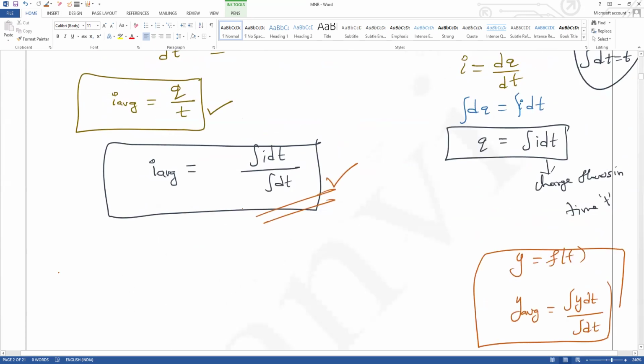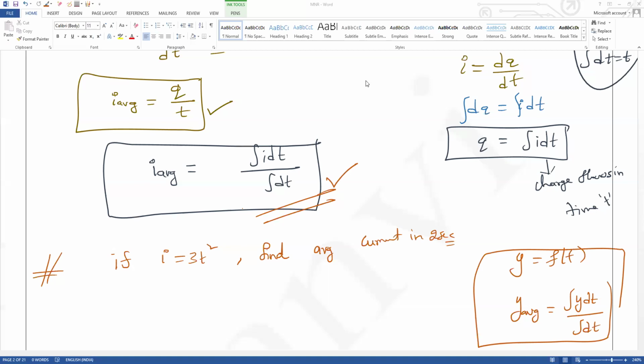So let us solve the question. Simple question. If I is equal to 3t square, find the average current in 2 seconds. Average current in 2 seconds is what they asked.